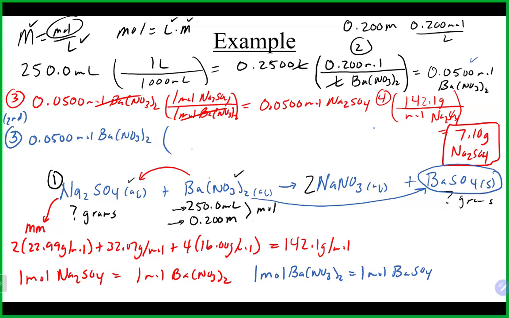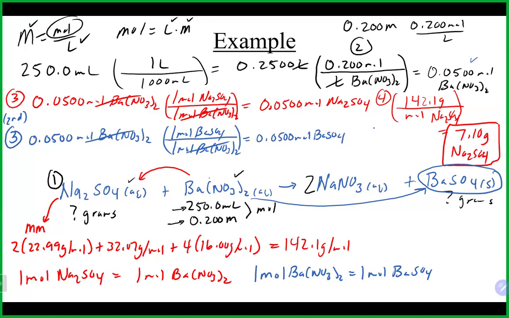We're going to do our mole-to-mole relationship that we got from the equation. 1 mole of barium sulfate gives us 1 mole of barium nitrate. The moles of barium nitrate cancel, and that gives us 0.05 moles of barium sulfate.